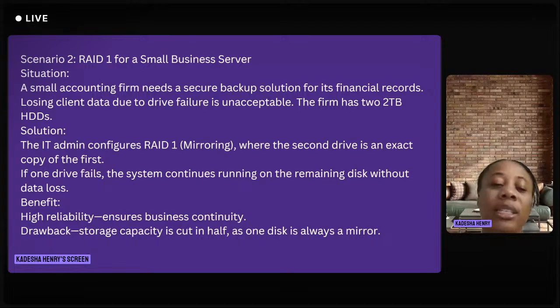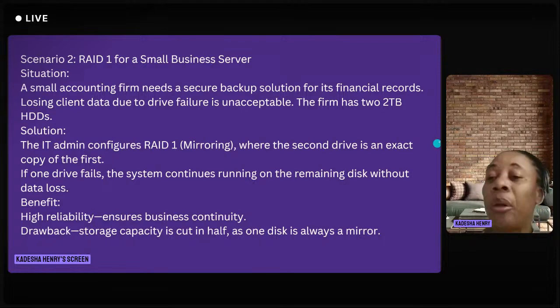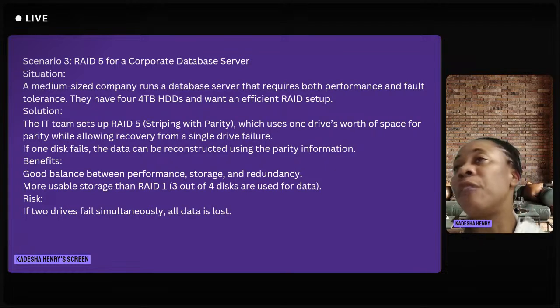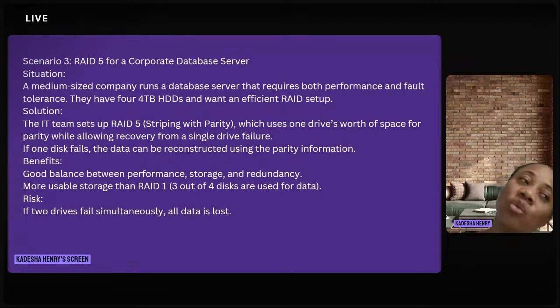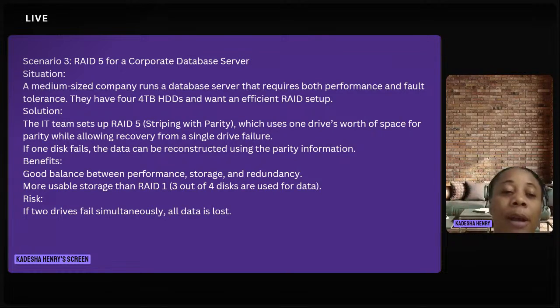The drawback though is that it loses a lot of storage capacity, and it is cut in half, right? So one disk is always a mirror. But irrespective of all of that, the important thing is that there's high availability and it's reliable, because if one of the drives fails, then it's running on the other, since it has a mirror of the copy, right?